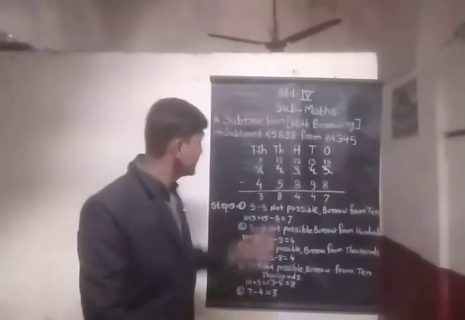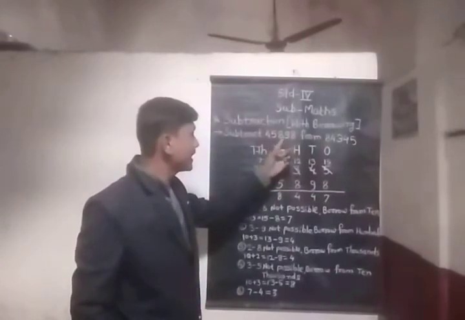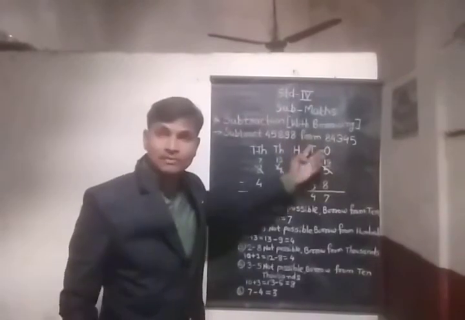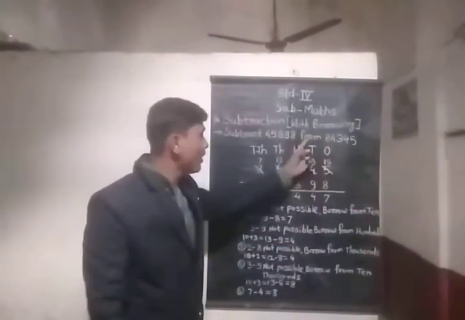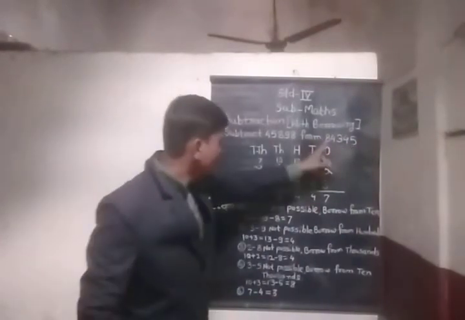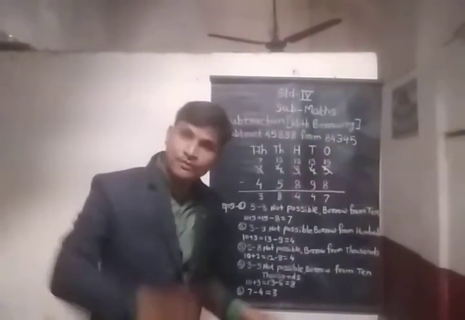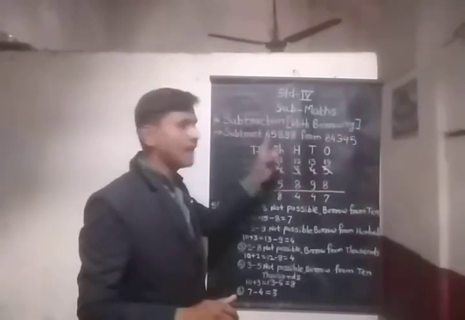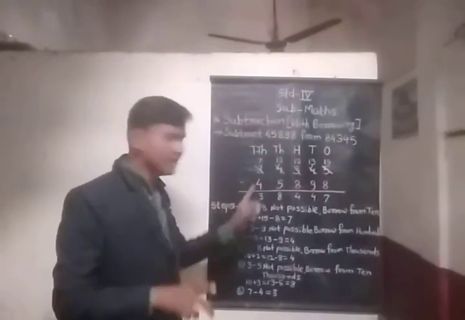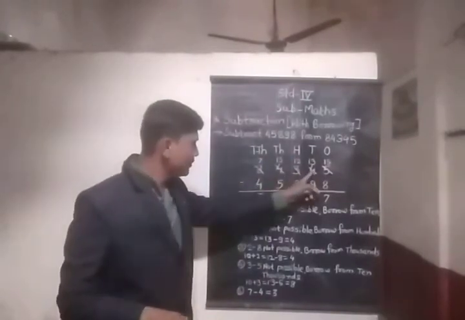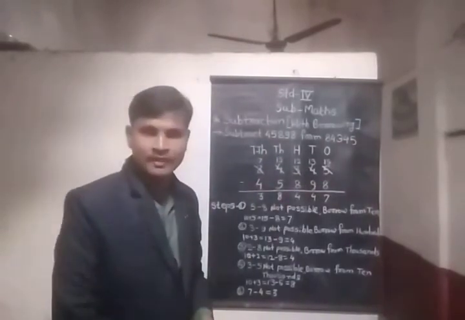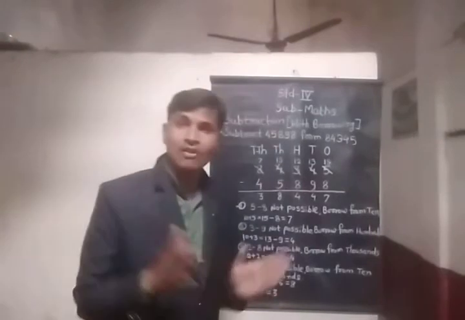One more thing in that. See, subtract 45,898 from 84,345. What is very important is the word "from". What does "from" mean? It means we have to subtract from that. So from 84,345 we have to subtract 45,898. So I arrange the numbers the same way: 84,345 minus 45,898.